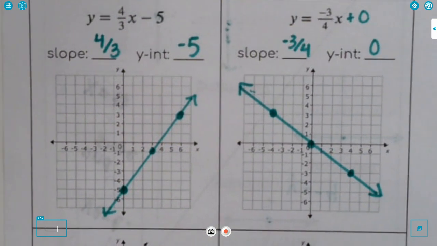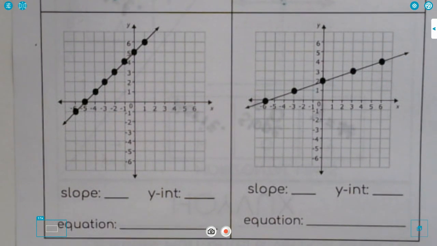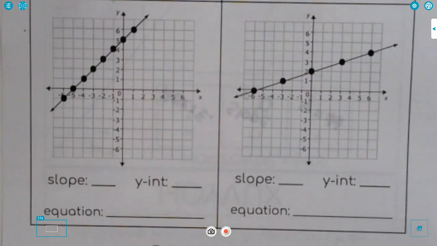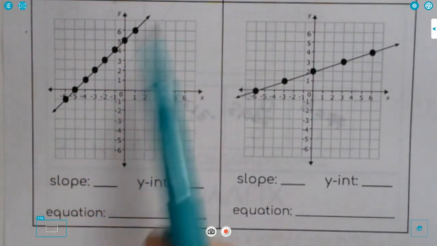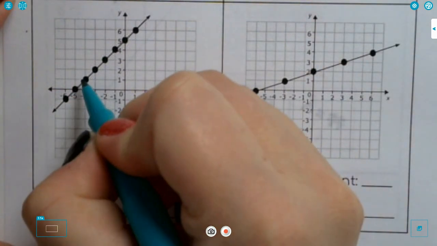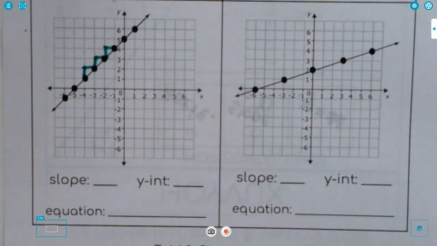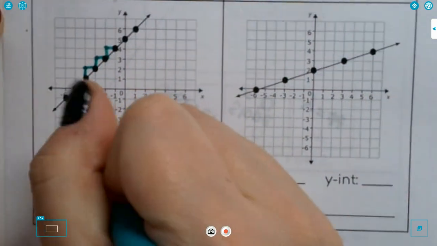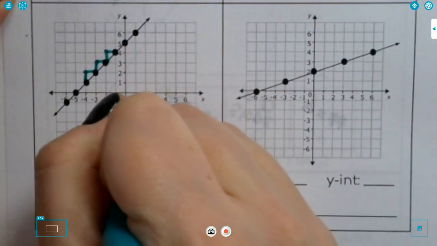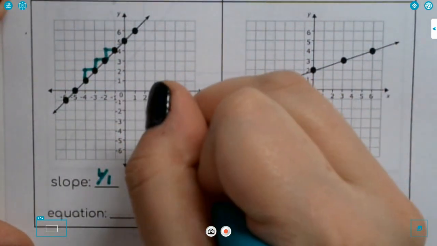Okay, so the bottom two, we have to count our slope and our y-intercept. So both of these I can already tell they have a positive slope. So I'm going from left to right, I'm going up, left to right, I'm going up. So this first one here, I'm going to count my rise over my run. I go up and to the right, up and to the right, up and to the right. This is a perfect stair step. It's 1/1. And then my y-intercept is +5.